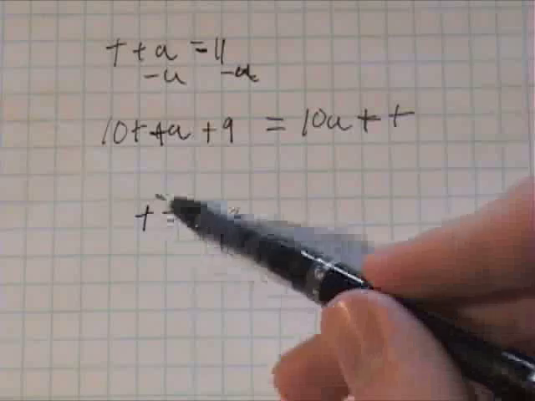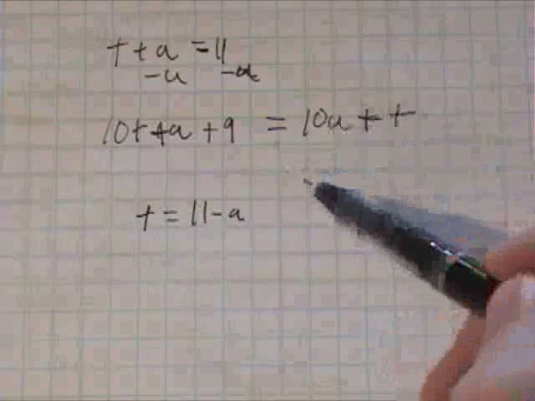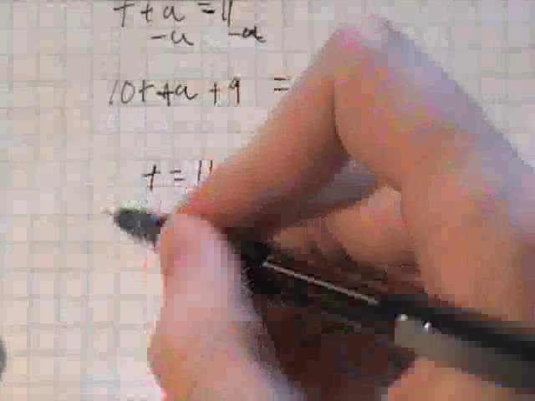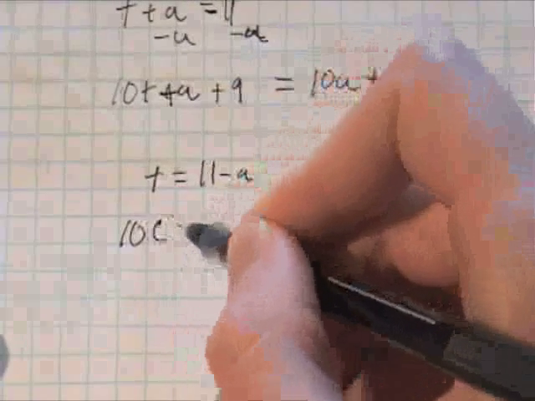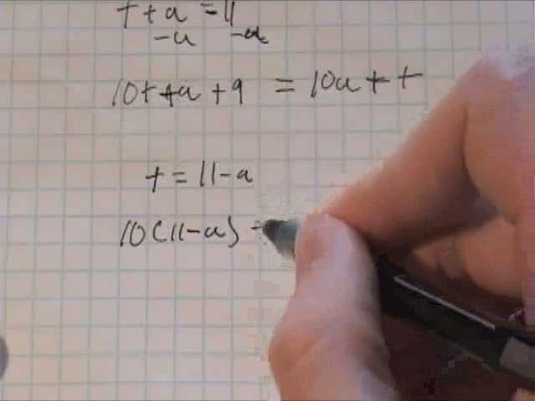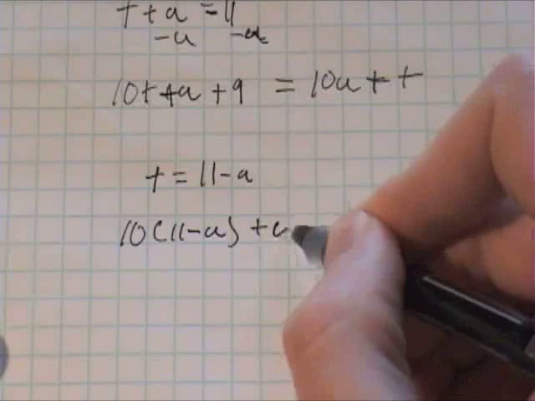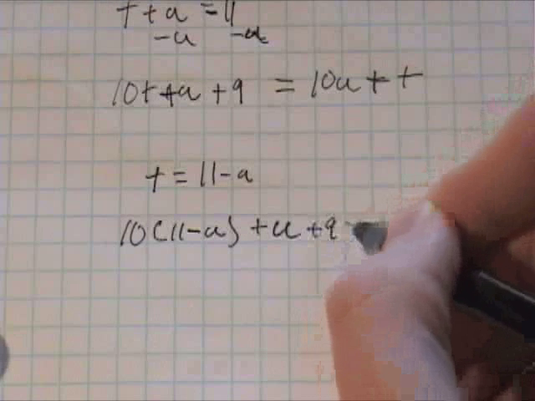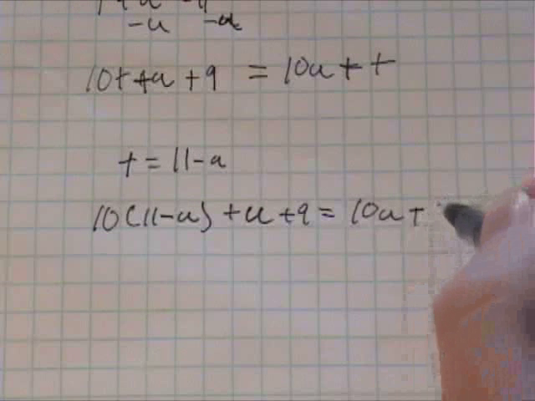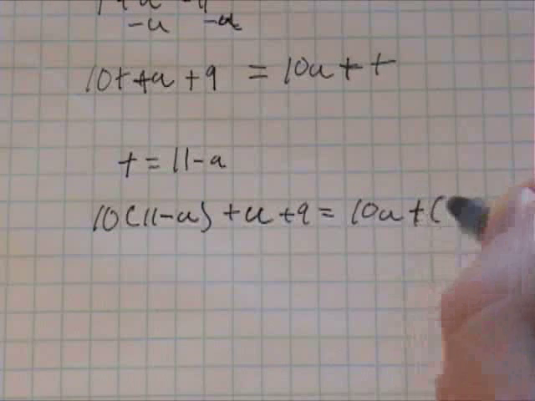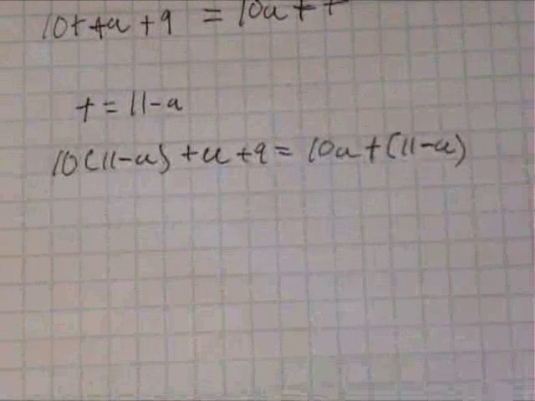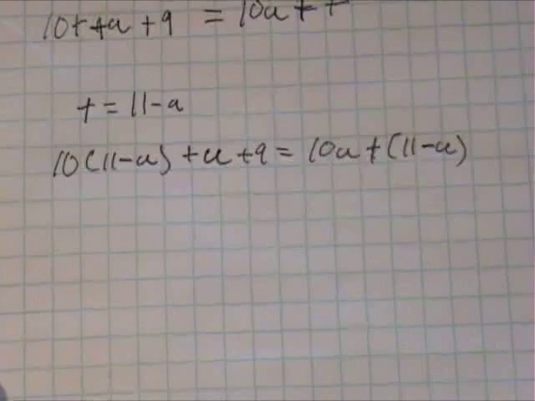We can plug it in to this equation up here, and we'll have all u's, and we can solve for u. So let's rewrite it out. 10 times 11 minus u plus u plus 9 equals 10u plus 11 minus u. So we got it all in there.